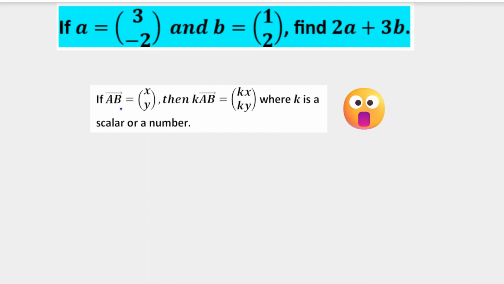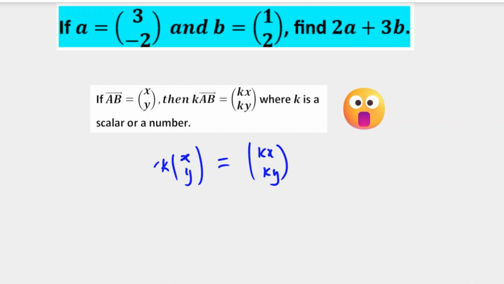So if the vector AB has component x, y, then k times AB is equal to kx, ky, where k is a scalar or a number. So that's what we are saying. AB has component x, y, so kAB is going to be like this. That is k times AB, and AB has component x, y. So you see we are multiplying this k by this and that. So you're going to get kx, ky. So that's what we're going to get.